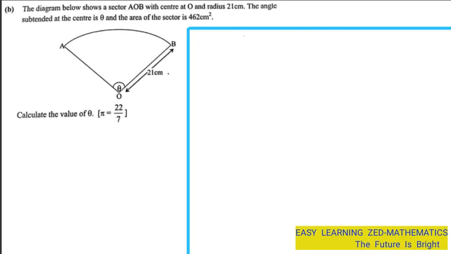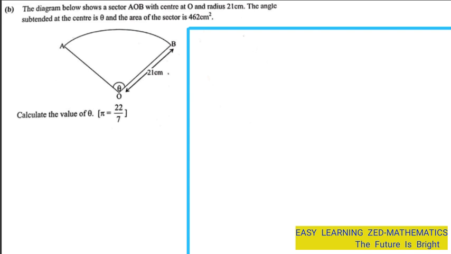Question 10b was: the diagram below shows a sector AOB with the center at O and radius 21 centimeter. The angle subtended at the center is theta, and the area of the sector is 462 centimeter squared. As you can see, that is the sector, and the question is: calculate the value of theta. Take pi to be 22/7. Okay, so this was the question.